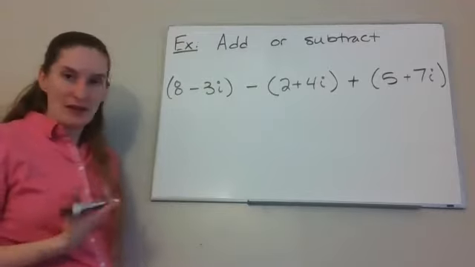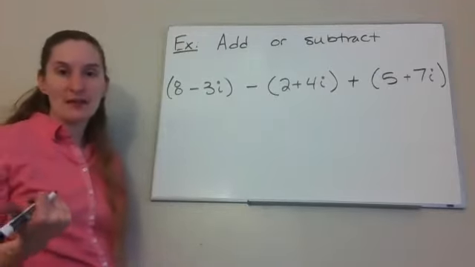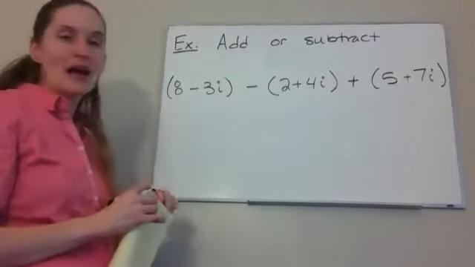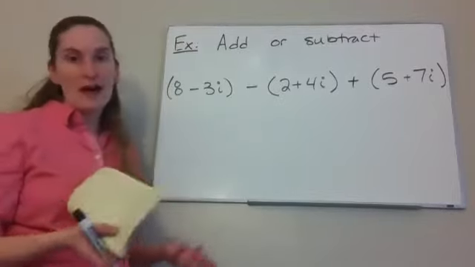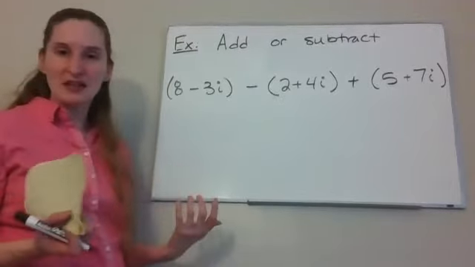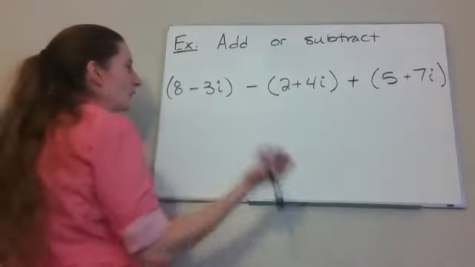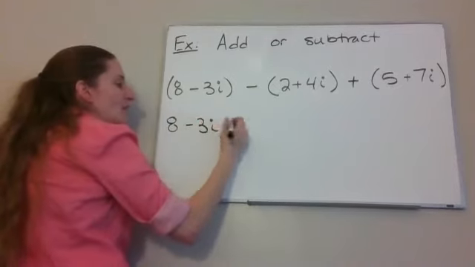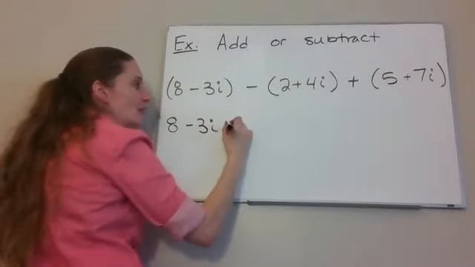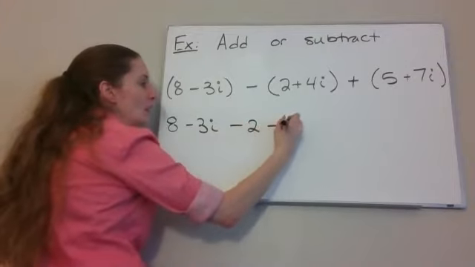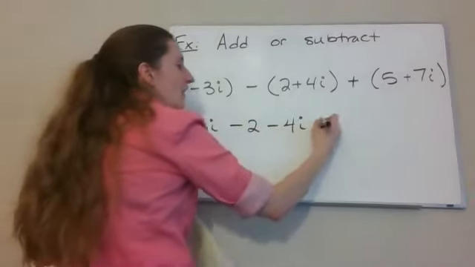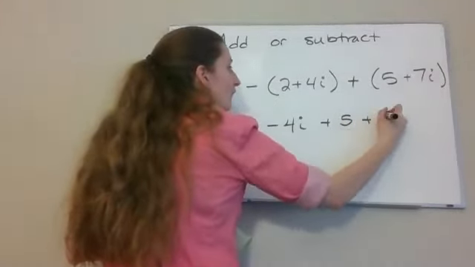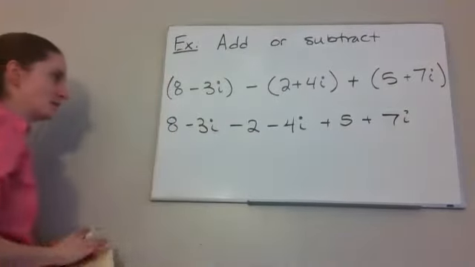You know, when you have a bunch of things with x's, we can combine our like terms that have the same x's in them. We're going to combine all of our numbers that don't have i's and combine all of our numbers that do have i's. So it's still combining like terms. First thing I'm going to do is rewrite this without all the parentheses. So I'll have 8 minus 3i. Make sure you subtract everything in the set of parentheses. So minus 2 minus 4i. And then I'm adding everything in the last set of parentheses, plus 5 and plus 7i.